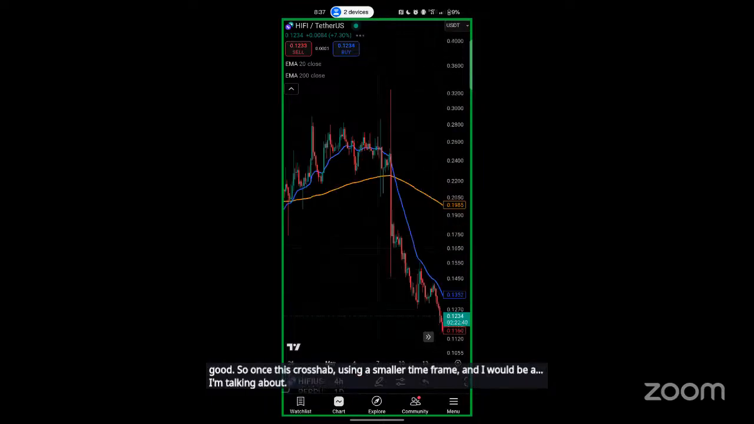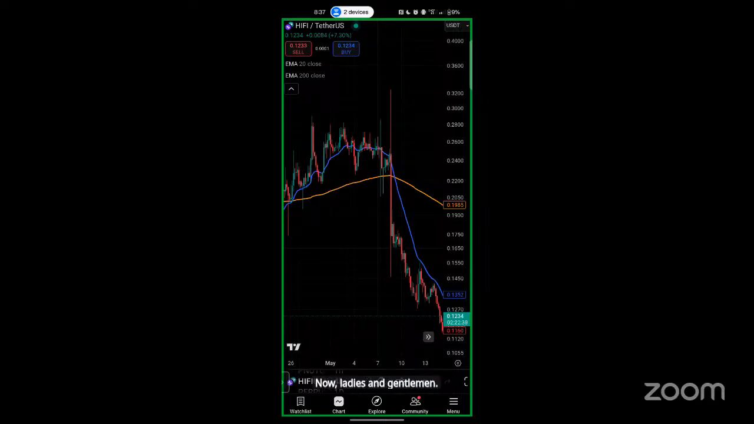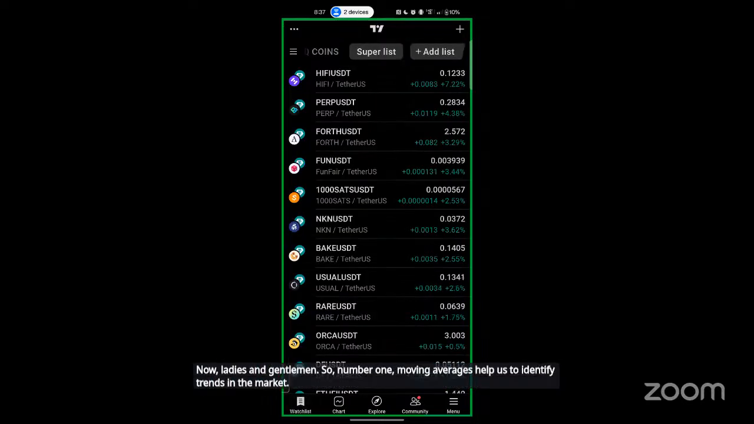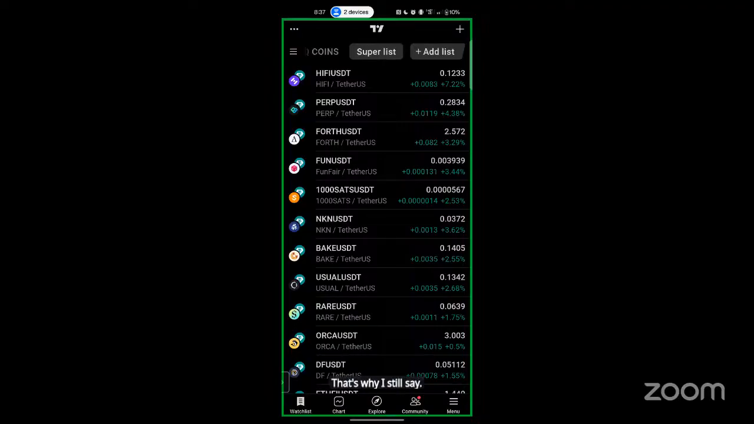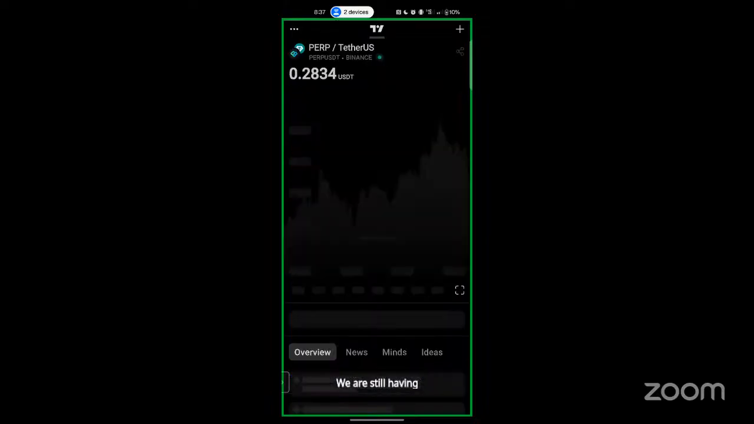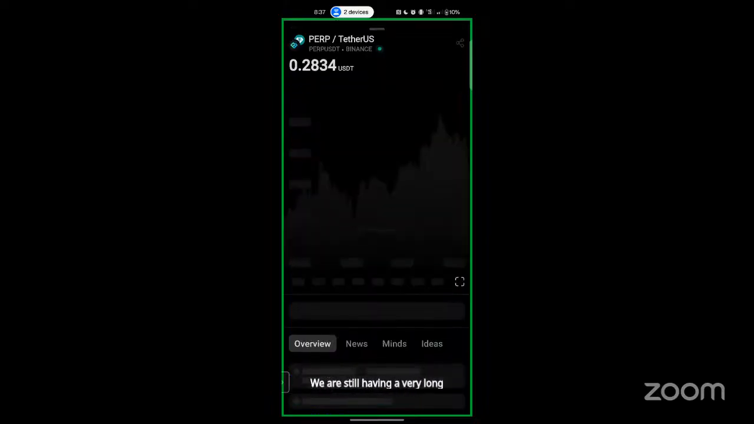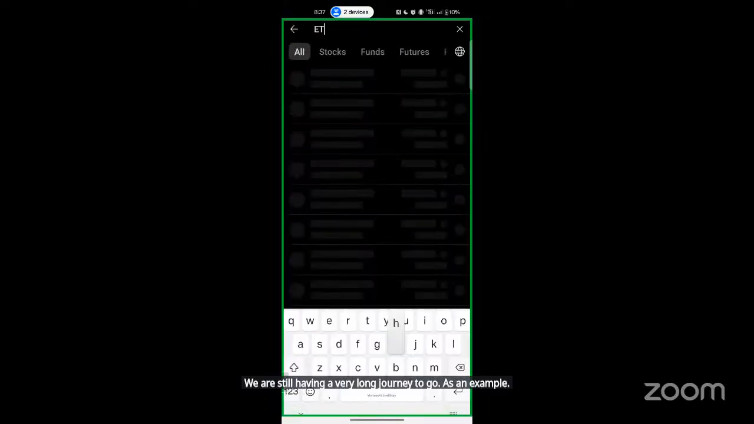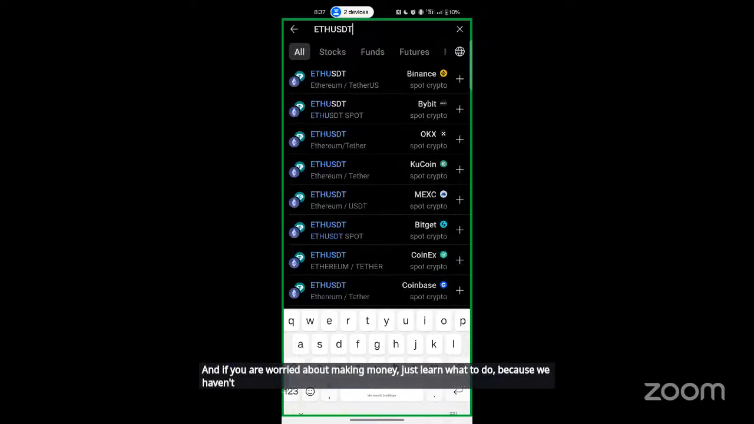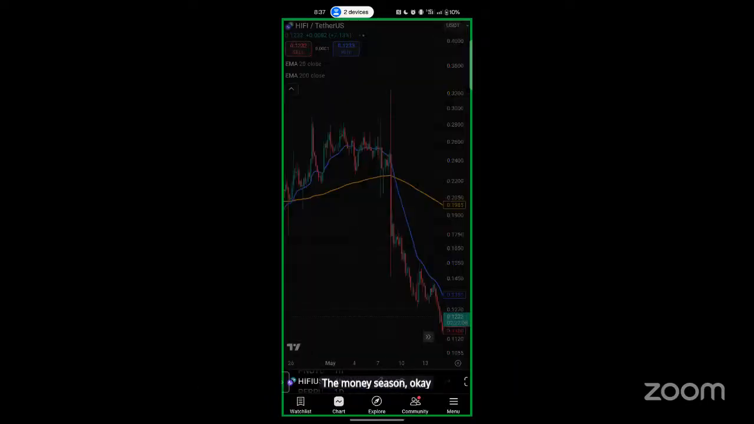Now, ladies and gentlemen, number one, moving averages help us to identify trends in the market. That's why I still say we are still having a very long journey to go, as an example. And if you are worried about making money, just learn what to do, because we haven't started the money season. Okay, take an example.